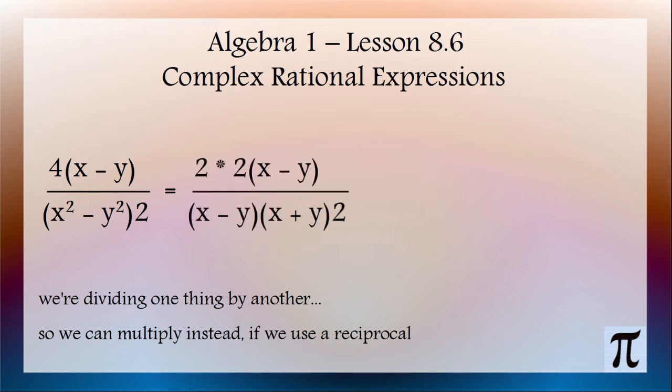So looking at the top first, the 4 just factors into 2 times 2. On the bottom, we have a difference of squares. We have x squared minus y squared. Remember, this factors into x minus y times x plus y. So we have a 2 on the top and a 2 on the bottom that cancel. We have an x minus y on the top and bottom that both cancel. And this simplifies down to 2 over x plus y.